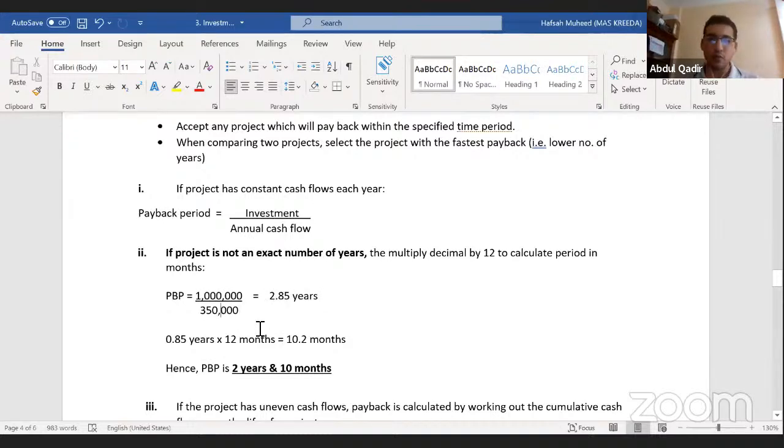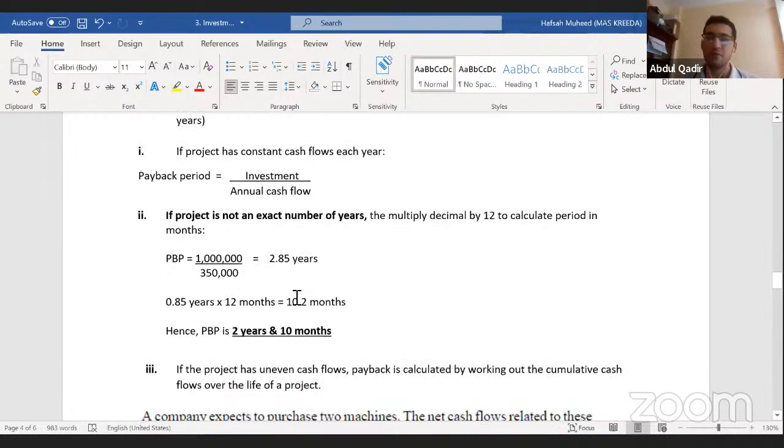So what you do is you take the 0.85 years and convert it into months. How do you do that? By multiplying by 12, because 1 year has 12 months. That gives you an answer of 10 months, right? It says 10.2, you can round it off to like 10. So the payback period is basically 2 years and 10 months. In the exam, do not write 2.85 years, right? You need to convert that decimal portion into months, right?